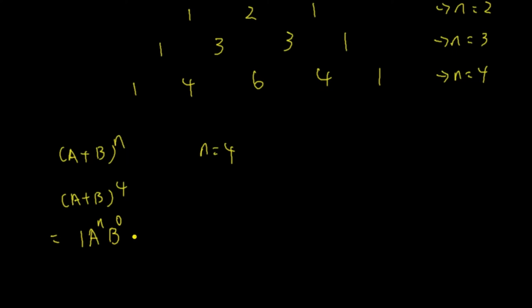b to the power of 0. Plus the second term, the coefficient is 4. So 4 times a to the power of n minus 1 times b to the power of 1. The third term has a coefficient of 6. So it's 6 times a to the power of n minus 2 times b to the power of 2.